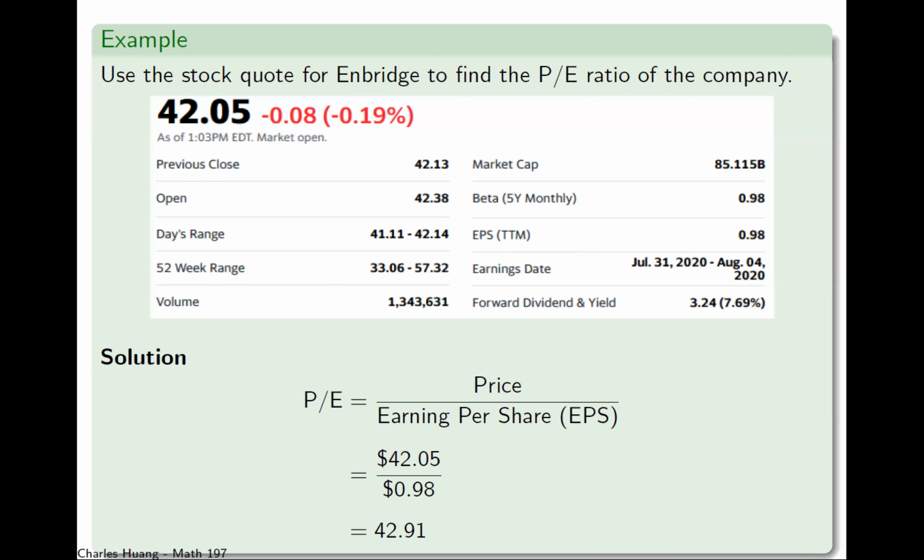Is this an expensive company or is this a cheap company? Well, it turns out for most of the companies in the United States stock market in the S&P 500, the average price to earning ratio goes up and down, but it's usually somewhere between 15 to 20. So it takes us 15, 20 years to make back our money. A price to earning ratio of 42.9143 is on the very high end. It makes this company very expensive.